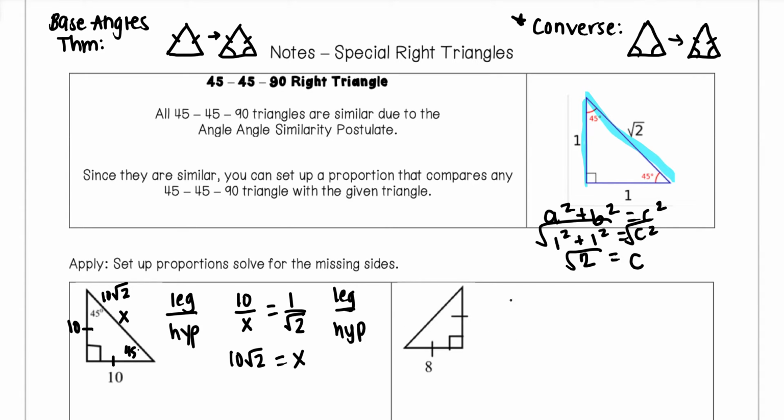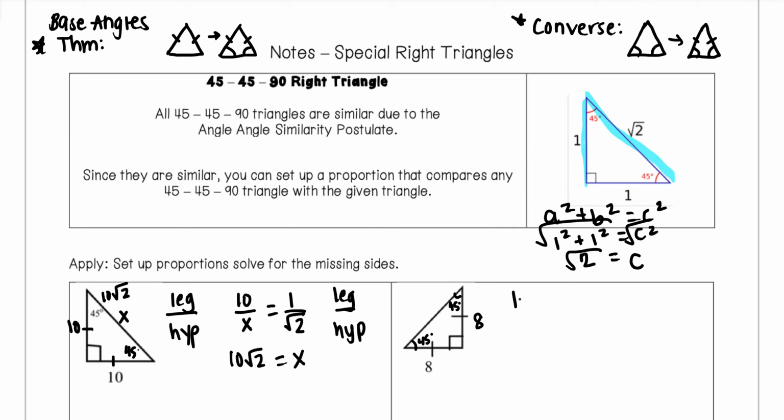Over in the next example, we can see that we have two sides that are being marked congruent, and one of those legs is 8. Since we have two congruent sides, the base angles theorem over here tells us that if you have two sides congruent, then the angles that are across from them will also be congruent. So since these two angles have to be the same, and there's already a right angle here, then those must also be 45 degrees. So we have another 45, 45, 90 triangle.